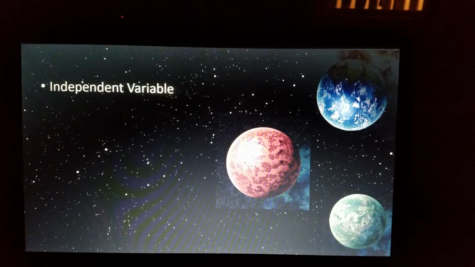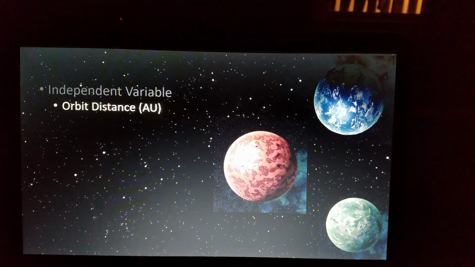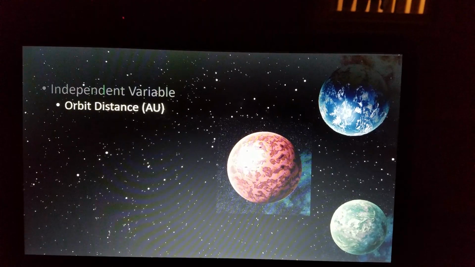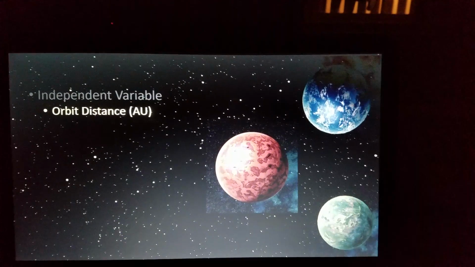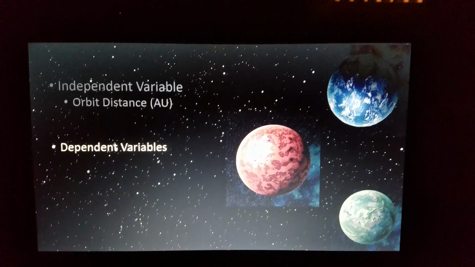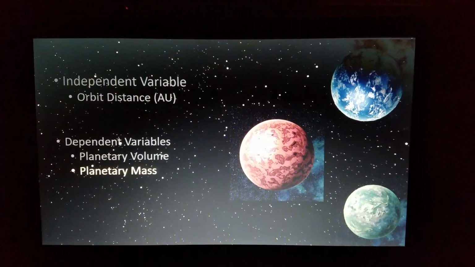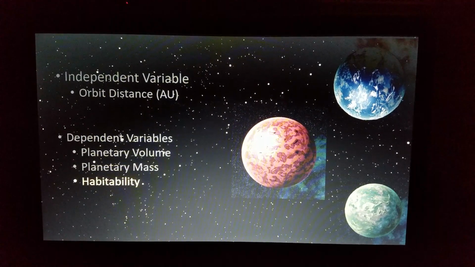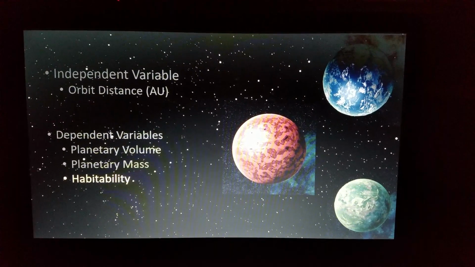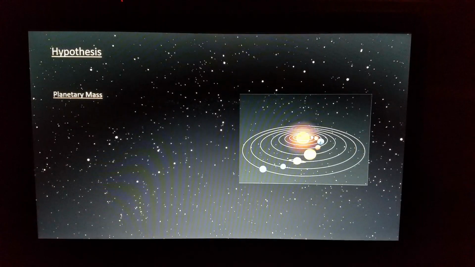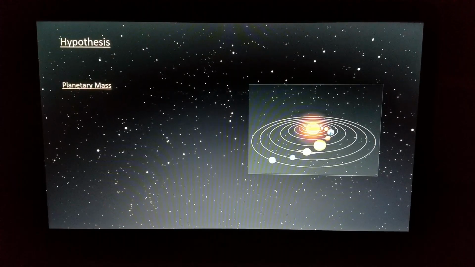The independent variable of the project was orbital distance, which is how far out an exoplanet orbits from its stellar host or star. For example, our Earth orbits 1 astronomical unit away from our own star. I had 3 dependent variables. The first was planetary volume, while the second was planetary mass, which relates relatively closely, and the third was habitability, which is defined as the planet's ability to carry liquid water based on the luminosity of the star that it orbits.